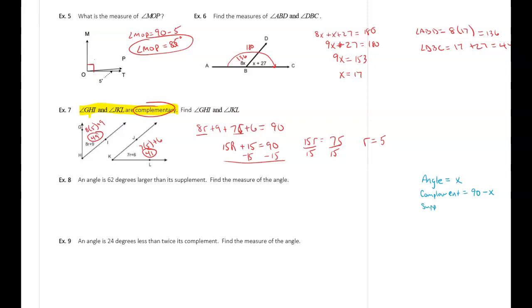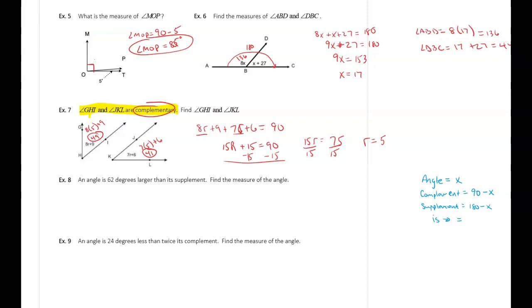Now, supplement is always going to be 180 minus x, right? So when we do these word problems, there's two things. You're going to look for the word is. And when you see that word is, you put equals. And what you're going to do is you're going to translate the left side of the is and the right side of the is. Okay, if you don't get this on the first day, don't understand, we're going to spend a second day on it.